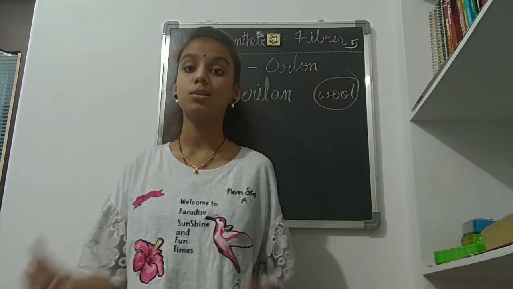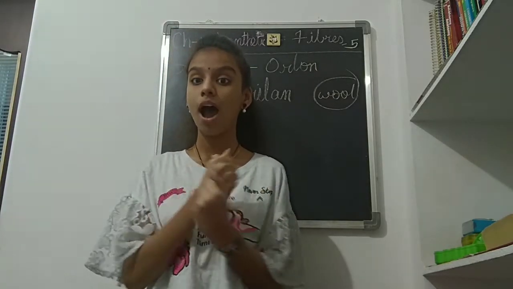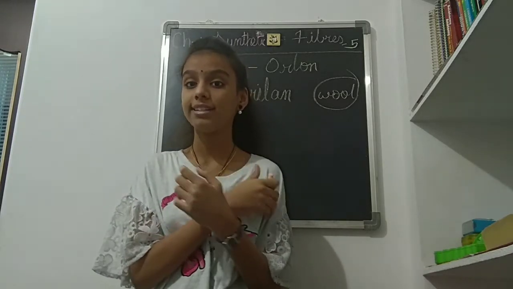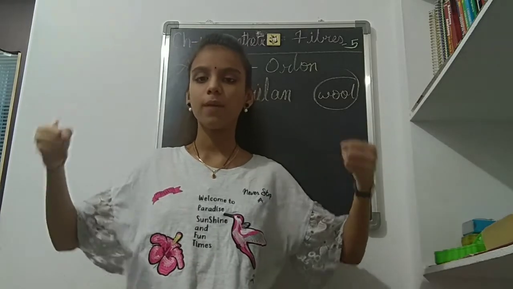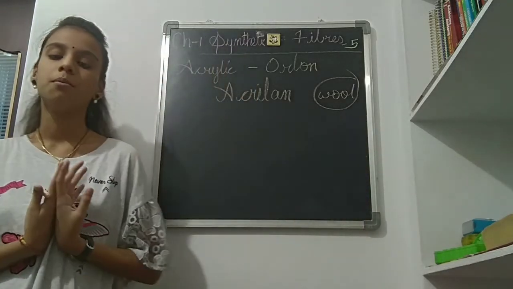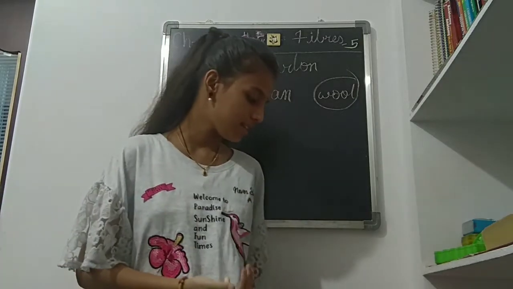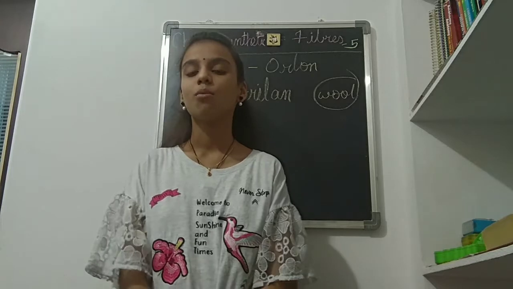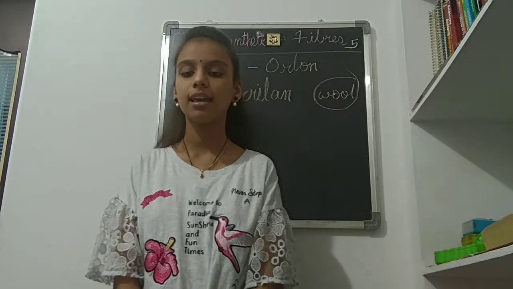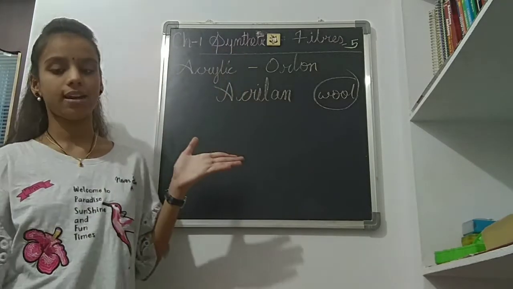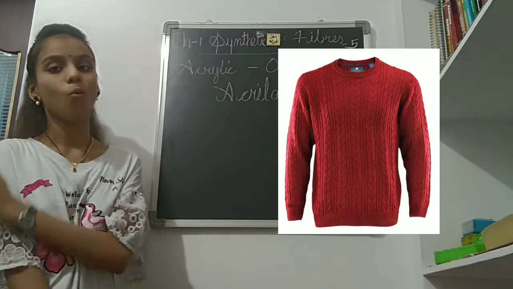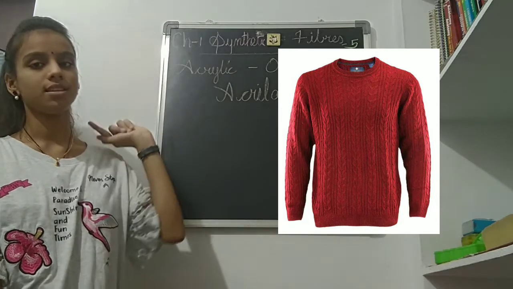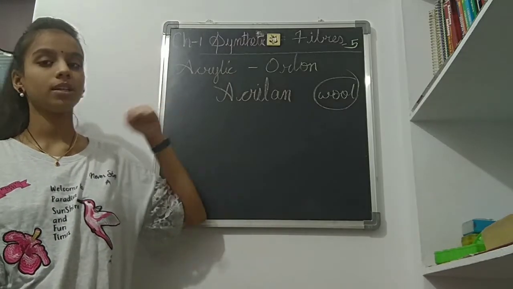Okay, it is warm. It will be warm in cold seasons, and it is soft, light and flexible. Okay, it is resistant to moths and chemicals. Chemicals don't come near this acrylic cloth. So what are the examples of acrylic? Acrylic sweaters. It makes us warm, light and smooth. So, sweater. This is the acrylic sweater.